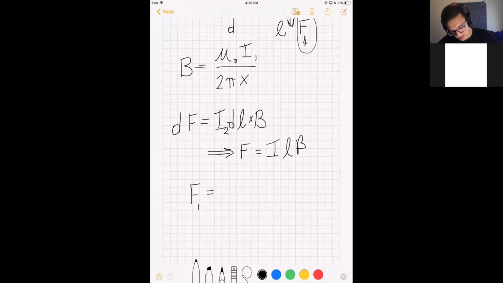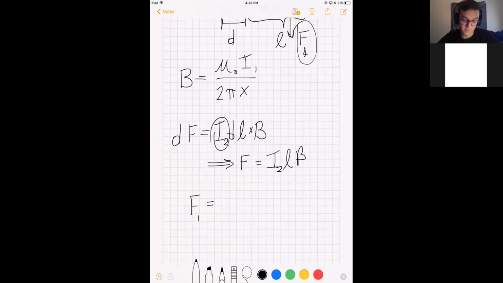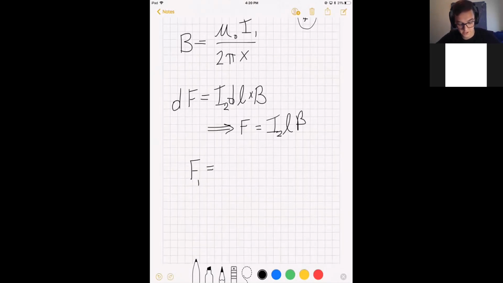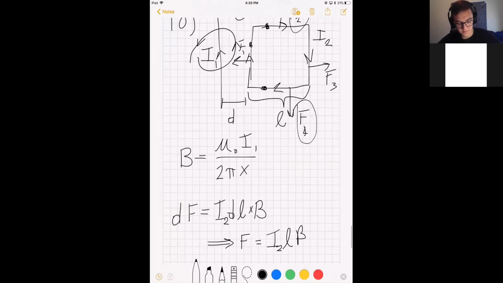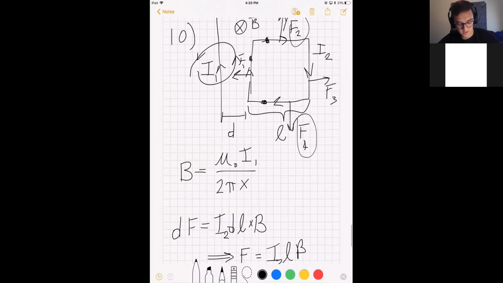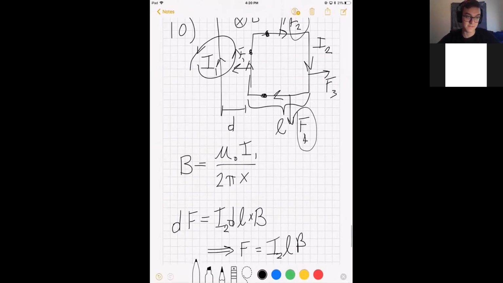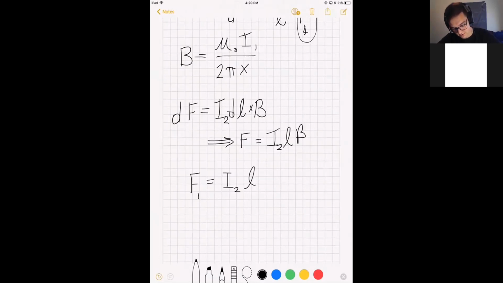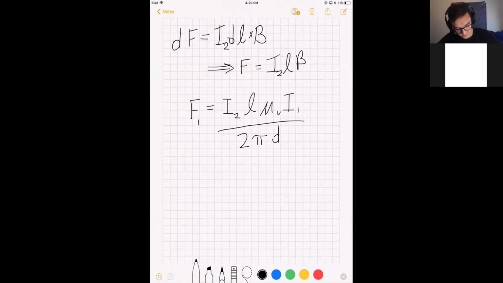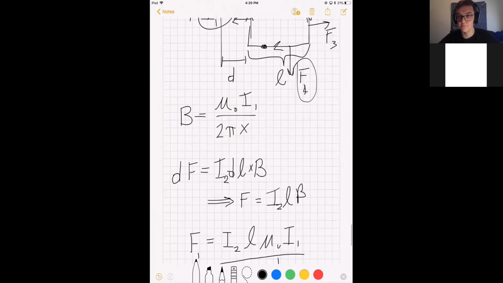So F1 is equal to, this should be I2. Let's be careful about that, because the current is what's feeling the magnetic field. We have to label our currents in order to avoid confusion here. So F1 is going to be I2 times L, and then B is going to be equal to mu naught I1 divided by 2 pi D, because that's the distance to the wire. So it's mu naught I1 divided by 2 pi D, and then F3 is the same thing, but now instead of D, it's going to be D plus L because we're further away.